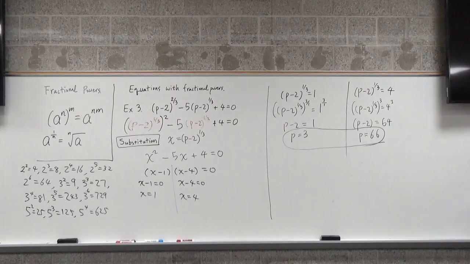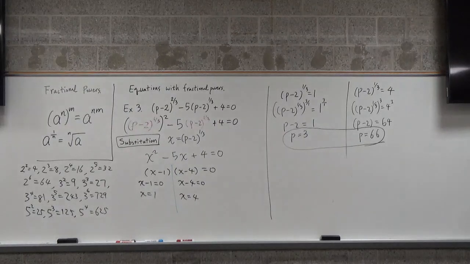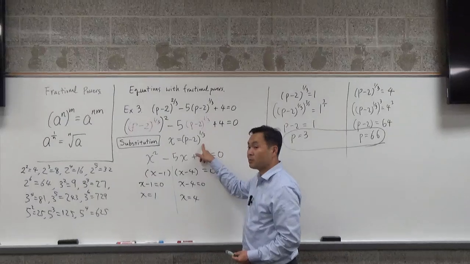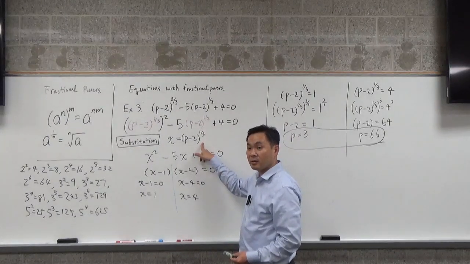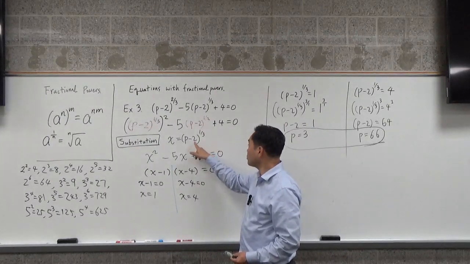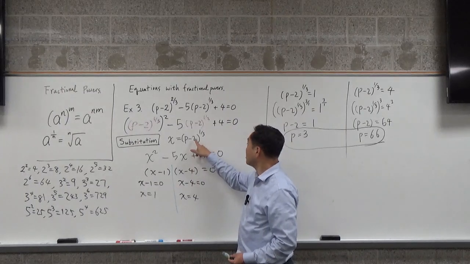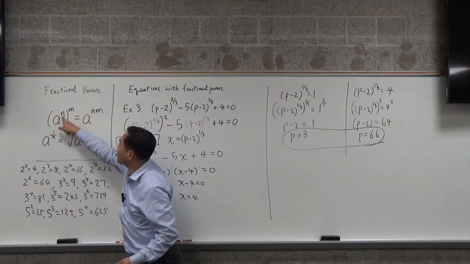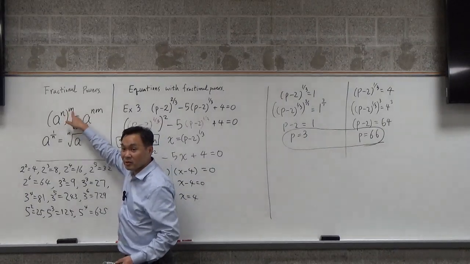Any questions? Yeah? I need the 2 for the (p − 2)^(1/3) over by substitution. What? On the substitution right there, I need the 2 for the... Which 2? This 2? Up there. Oh, this 2.